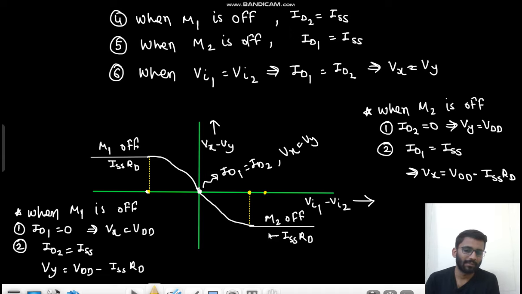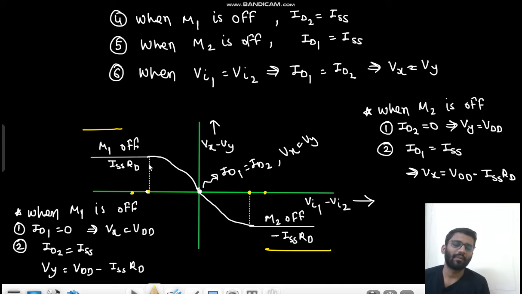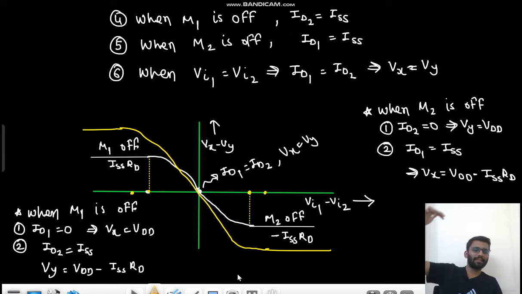So basically, this point will shift and here we will have some line. Okay, now we have to join them. We will make a characteristic like this. Now what is happening is that the graph is becoming more linear, right? This point is shifted in Vin1 minus Vin2. So if we join them, the graph is becoming more linear.